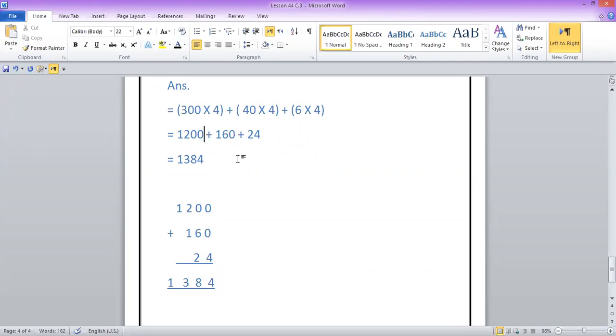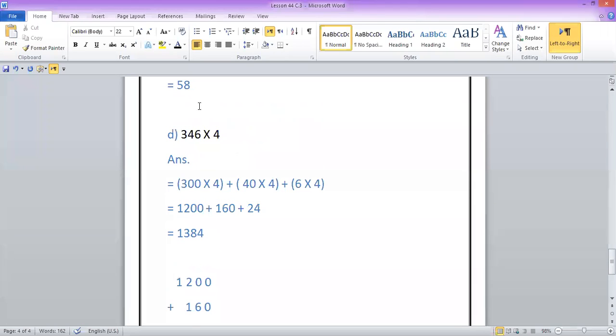So is it the correct answer, guys? 1384. Yes. Kindly check the answer. Is it correct? 346 multiplied by 4 equals 1384. Yes, sir, it's correct. Okay, very good. Any problem, guys, now? No, sir. Okay.